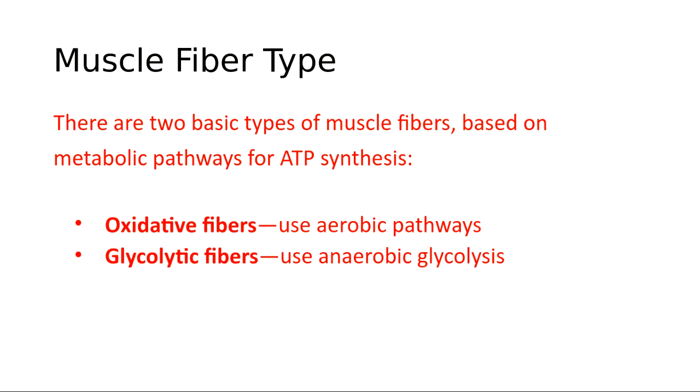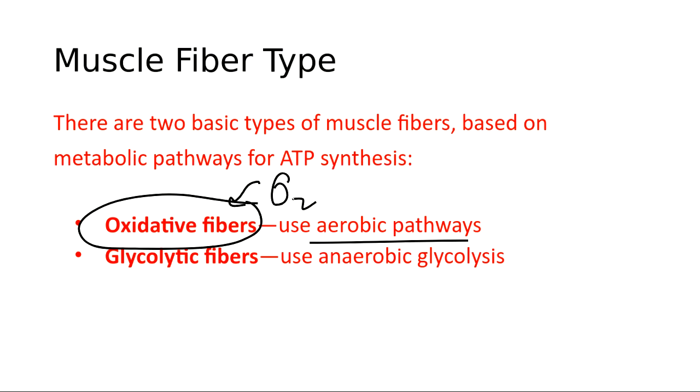So we're going to talk about the different types of muscle fibers that are available. In a skeletal muscle, not all of the cells are going to be the same. Some cells are going to be larger than others. The larger cells that use aerobic pathways to make ATP are called oxidative fibers. These are the fibers that are going to need oxygen in order to make ATP.